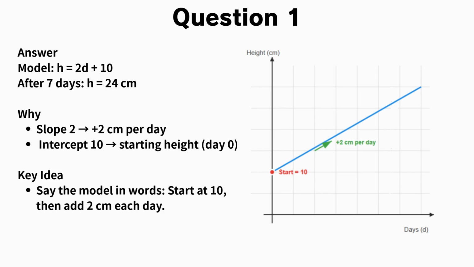On the SAT, it's important to interpret the equation in context. This model means the plant starts at 10 centimeters and increases by 2 centimeters every day. A final check: when d equals 0, the model returns a height of 10, which matches the situation. When the model agrees with the context, your reasoning is sound.